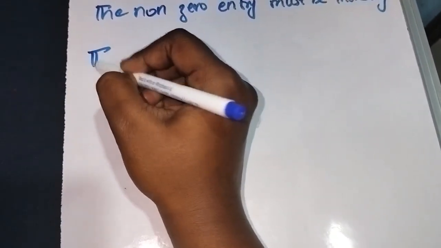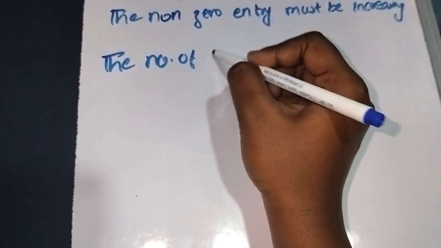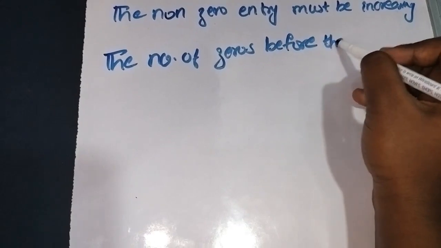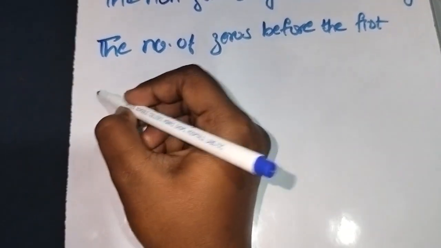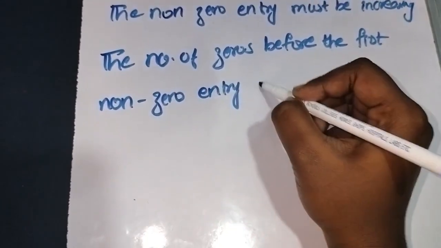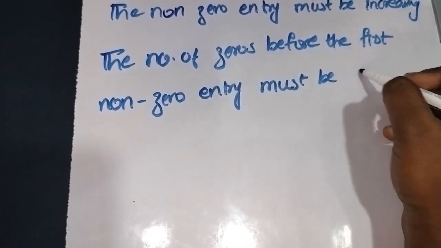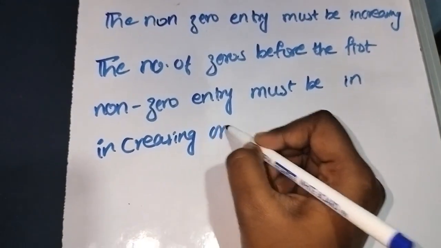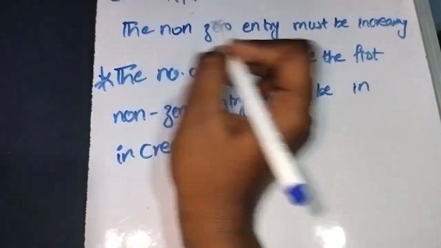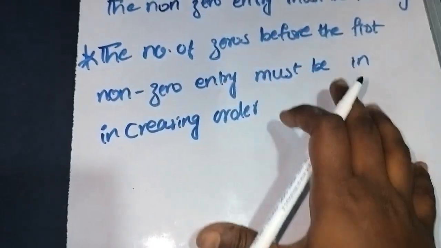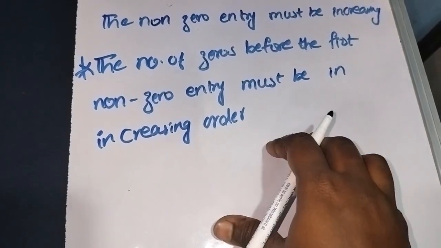The number of zeros before the first non-zero entry must be in increasing order. This point is very, very important, and this case is also very important because it makes a person feel it is difficult and get confused. I'll show you with an example.